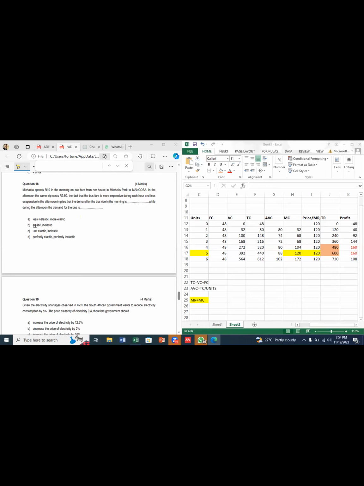Then we have B, elastic, inelastic. No, it can't be elastic because when elastic, you can't increase the price. Then unit elastic, then inelastic. This, I'll put a question mark on it.